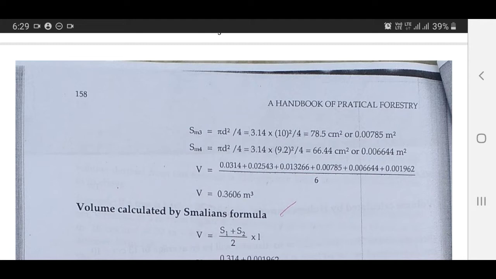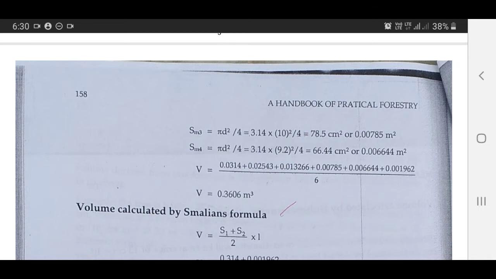Now put these values in the formula. B is equal to 0.0314 plus 0.02543 plus 0.013266 plus 0.00785 plus 0.006644 plus 0.001962 divided by 6, and volume comes B is equal to 0.3606 cubic meter.